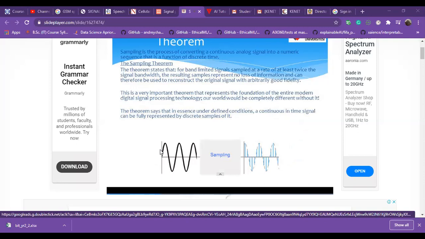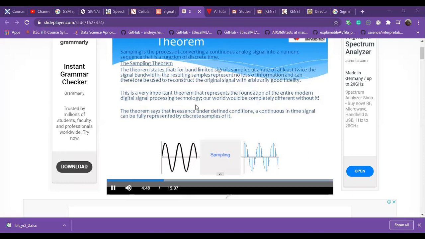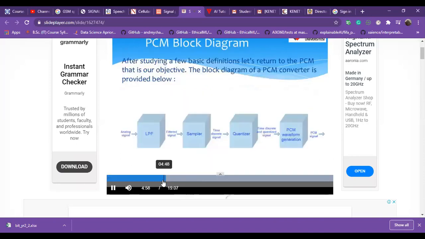This is a very important theorem that represents the foundation of the entire modern digital signal processing technology. Our world would be completely different without it. The theorem says that in essence, under defined conditions, a continuous in time signal can be fully represented by discrete samples of it.